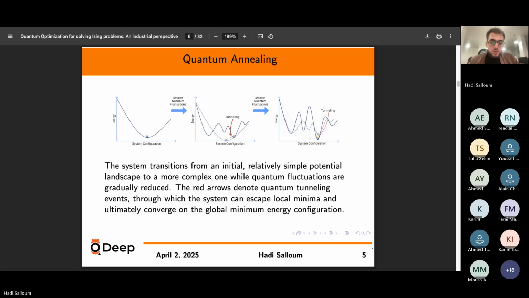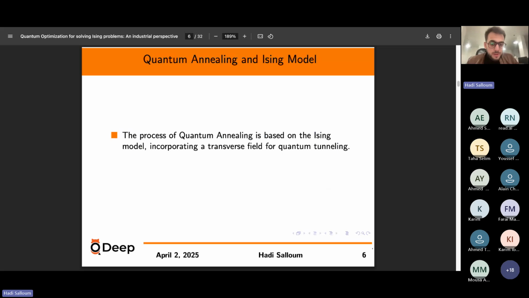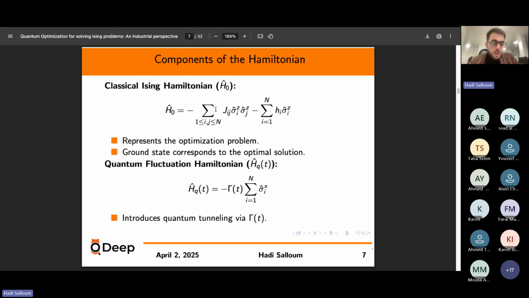So the process of quantum annealing is based on the Ising model. Why? Because we use something called a transverse field for the quantum tunneling. So what are the components of the Hamiltonian?